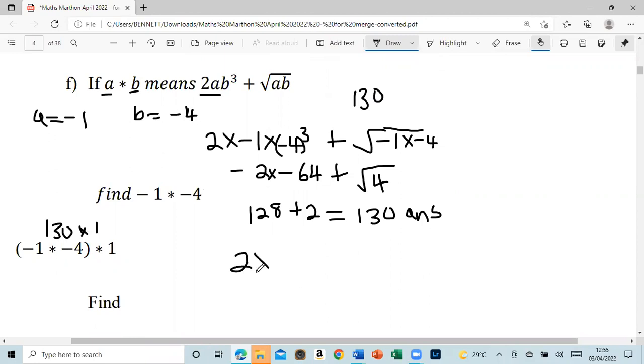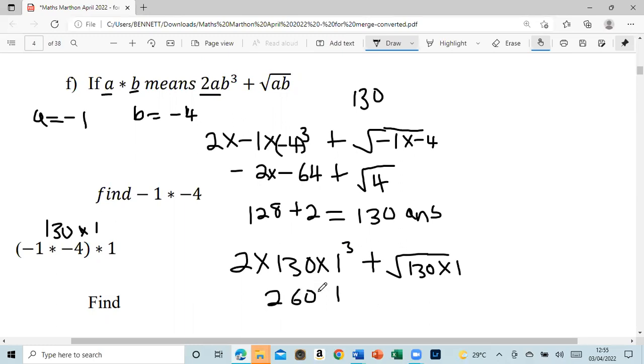So that'll be 2 times A, which is 130, times 1 cubed. And now it'll be 130 times 1. Somebody with a calculator, help me out. All right. So 1 times 1 times 130, 2 times that, 260. What's the square root of 130? Just keep it to 1 decimal place. 11.4. All right.